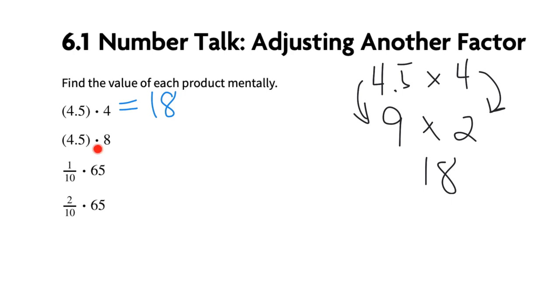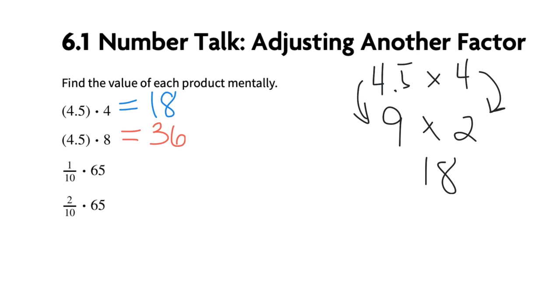But then the point is, for this next problem, we're supposed to know that the first factor stayed the same, but the second factor doubled. Well, since the second factor doubled, that tells us that the product is going to double. So instead of 18 as our answer, we're going to get 36.